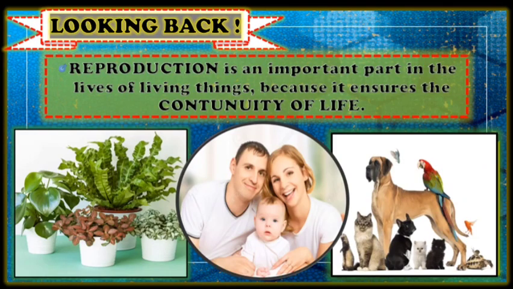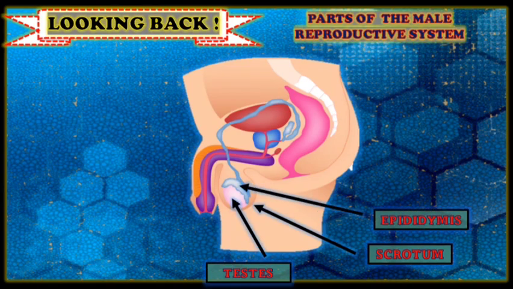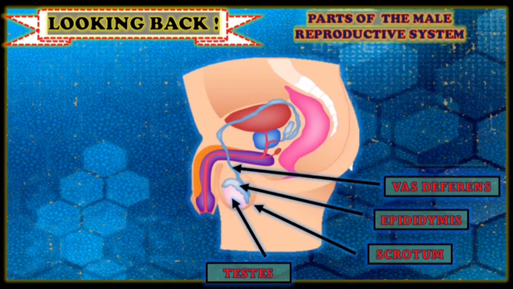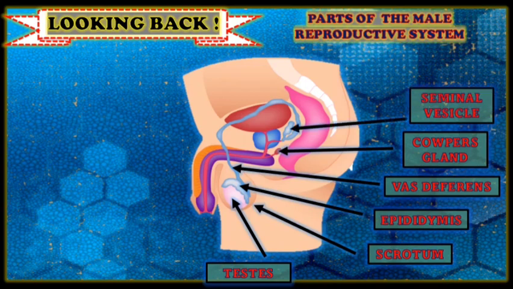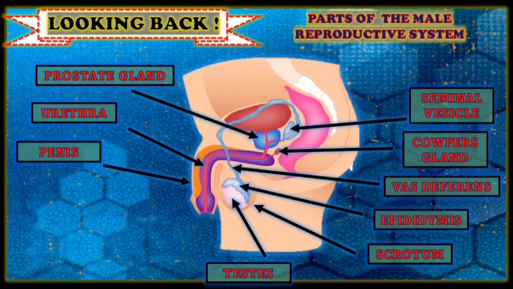We also discussed the functions of the male reproductive system. And the male reproductive system consists of the following: the scrotum, the testes, the epididymis, the vas deferens, the Cowper's glands, the seminal vesicle, the prostate gland, the urethra, the penis, and the glands. So this time, let's have a quick review.